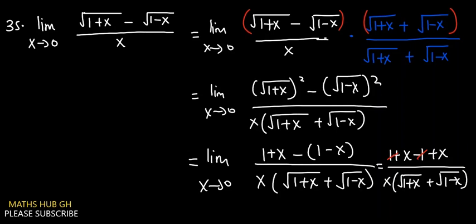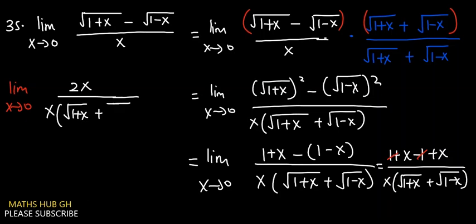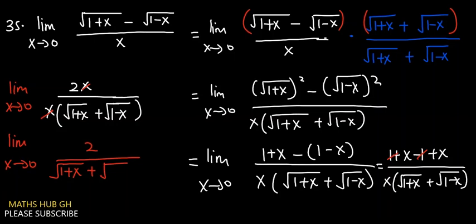Okay, so now you're going to have the limit as x approaches 0 of 2x divided by x times the bracket of the square root of 1 plus x plus the square root of 1 minus x. This is what you are going to have. So this x will cancel out, and at the end we are going to have the limit as x approaches 0 of 2 divided by the square root of 1 plus x plus the square root of 1 minus x.